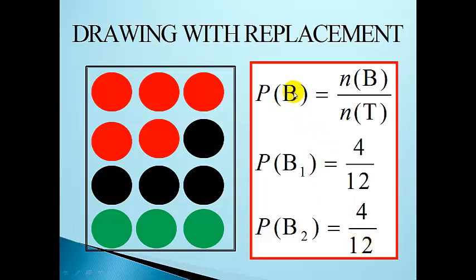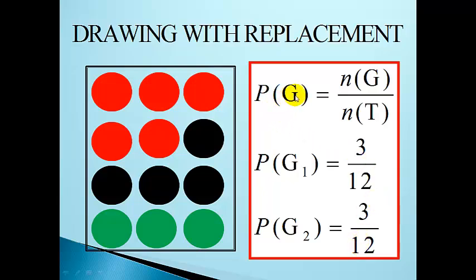Now the probability of black is the number of black balls divided by the total. So probability of B1 means that we are taking a black ball from the box. And because we have 4 black balls, the probability of B1, the first one you are taking, is 4 over 12. For the probability of B2, before we take the second one, the first one must be put back into the box. And so probability of B2 will be equal to 4 over 12. It's still the same.